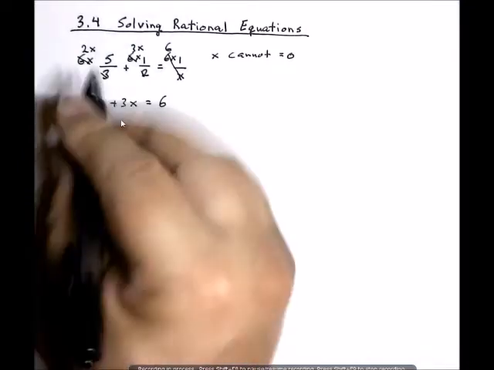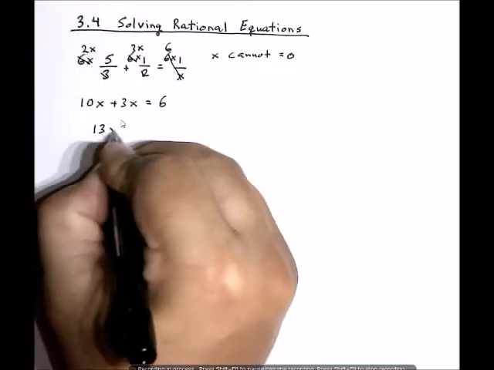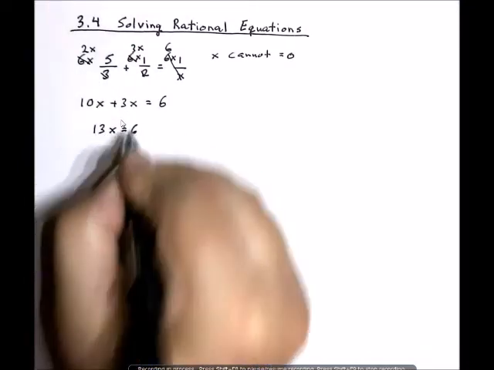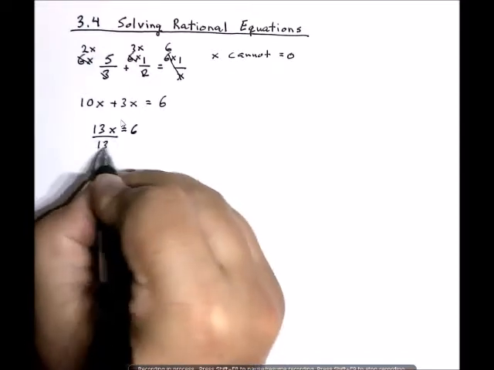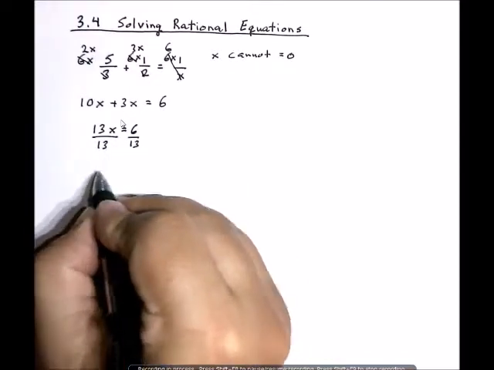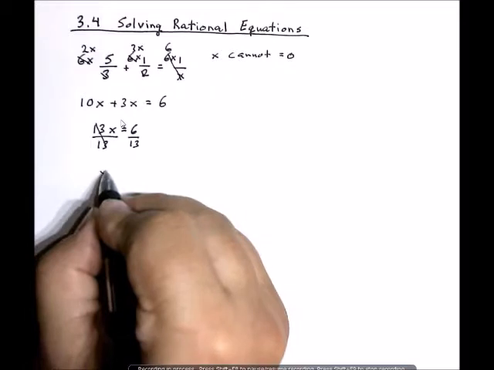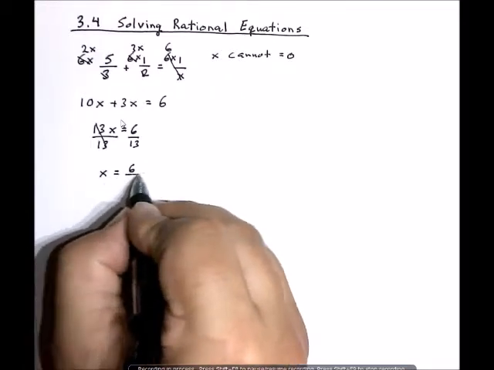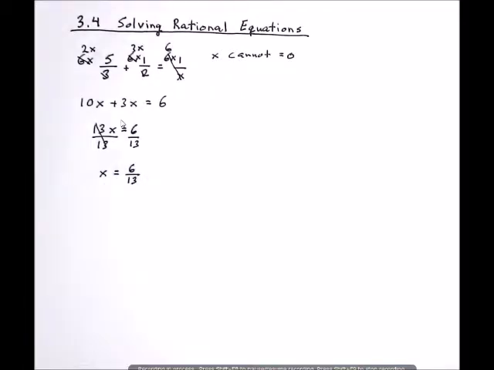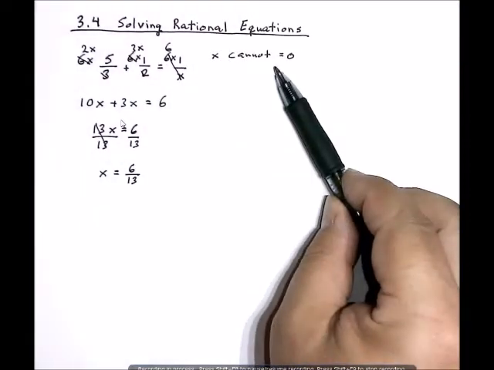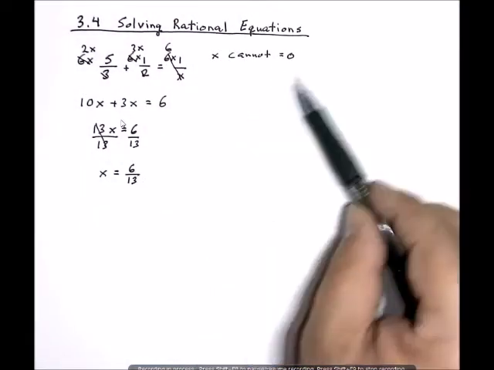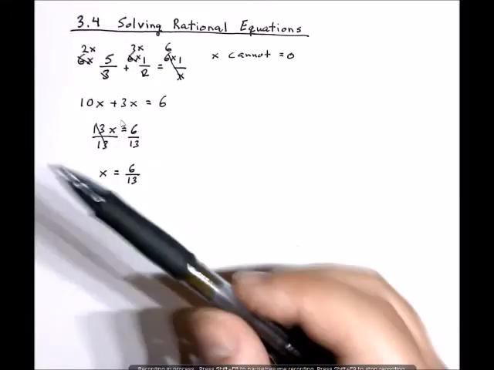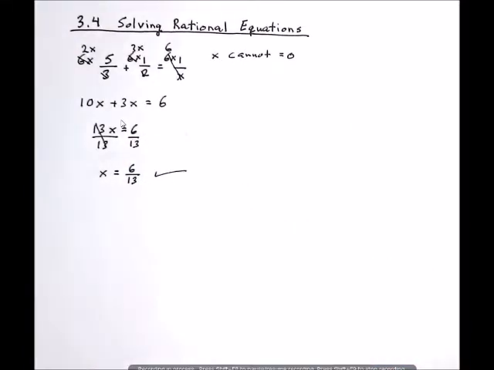Combine like terms. Divide by the coefficient on x, which just cancels it out. And I get x equals 6 over 13. I check back. Well, 6 over 13 isn't 0, so that's a good answer. And I'm done.